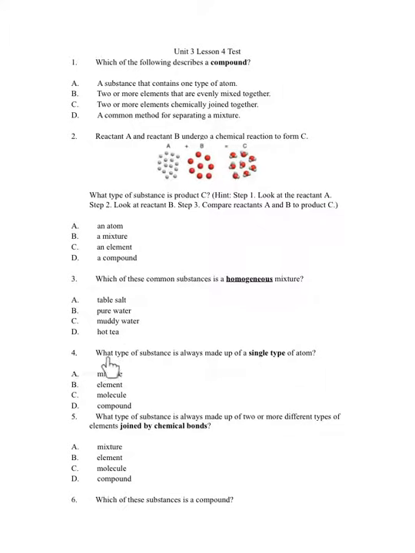Number 4, what type of substance is always made up of a single type of atom? A, mixture. B, element. C, molecule. D, compound. Number 5, what type of substance is always made up of two or more different types of elements joined by chemical bonds? A, mixture. B, element. C, molecule. D, compound.